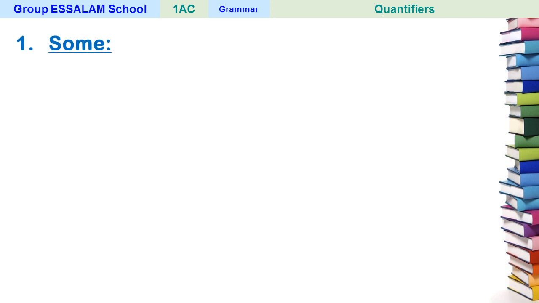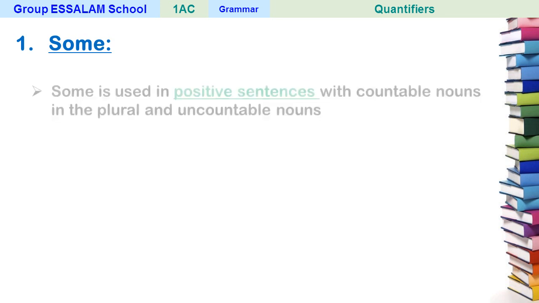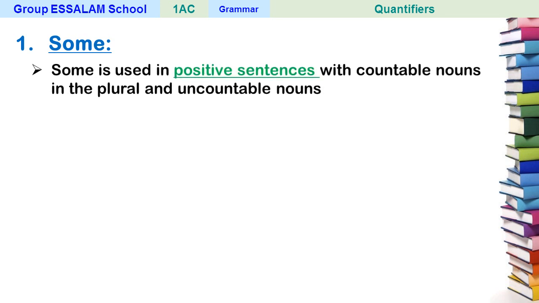So let's start with some, okay? Some is used in positive sentences, which means affirmative sentences, okay? So some is used in positive sentences with countable nouns in the plural and uncountable nouns. Examples.